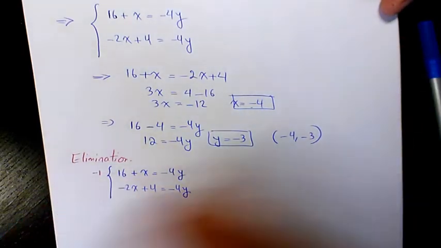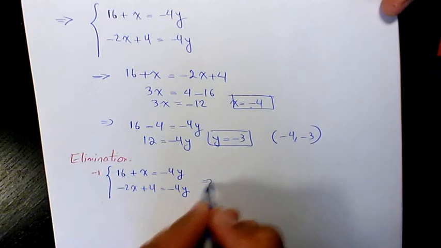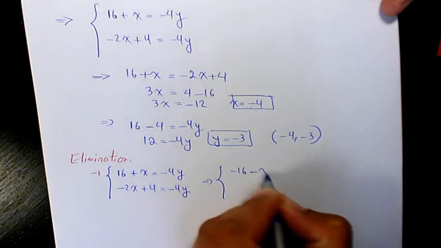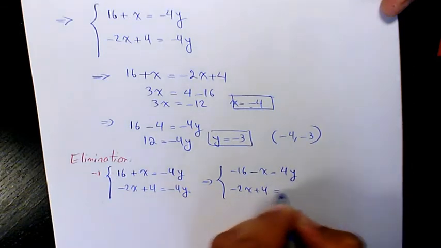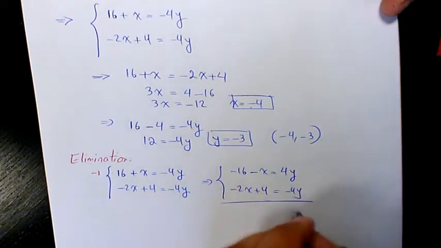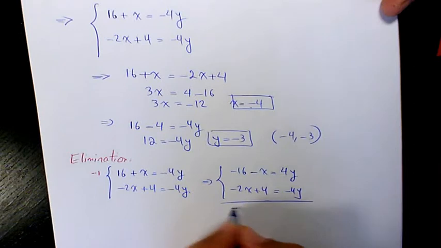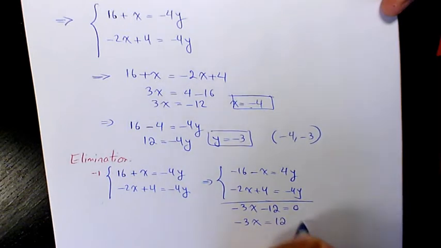So let's multiply the first one by negative 1. So that's going to be negative 16 minus x equals 4y. Negative 2x plus 4 equals negative 4y. When you add them, y is going to be 0. Here we have negative 3x minus 12 equals 0. For negative 3x equals 12, x will be negative 4.